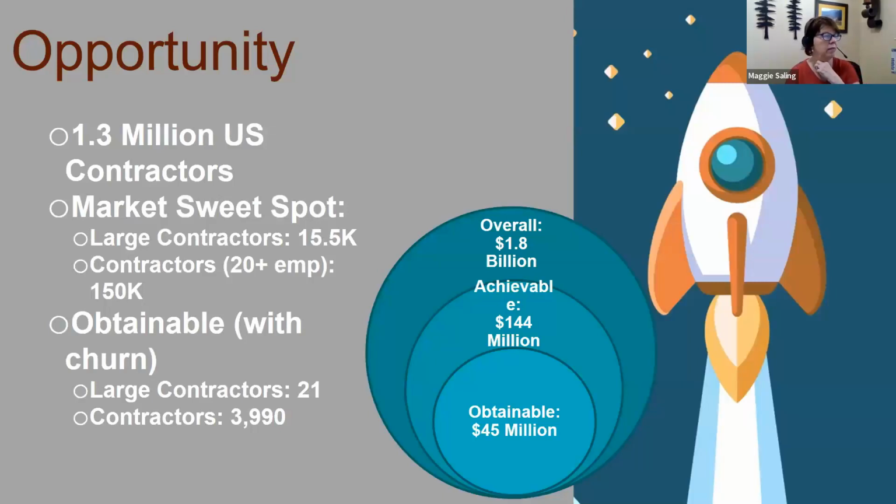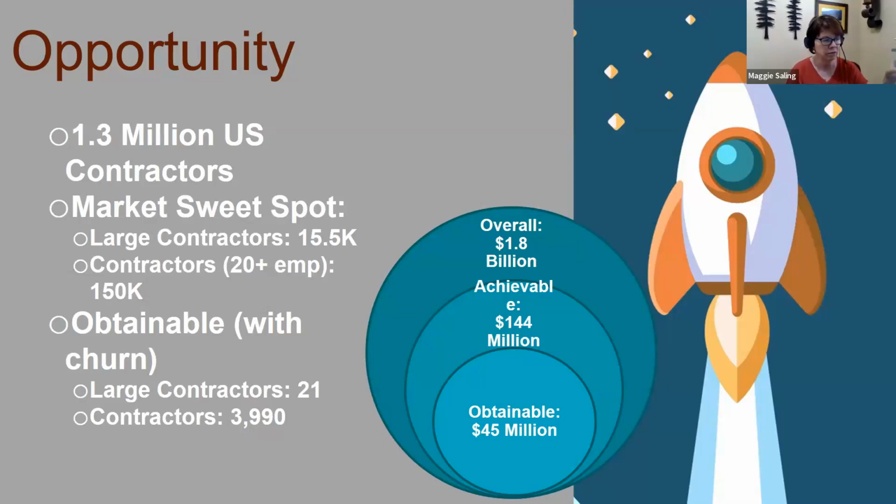This is a construction company, and he starts off with a number that is not in dollars, 1.3 million US contractors, but he knows who his customer is. It's a large contractor, and there are 15,500 of those. And then contractors that have more than 20 employees. There are tons and tons of contractors that have 5 or fewer people working with them.